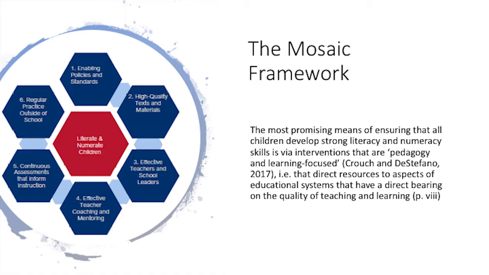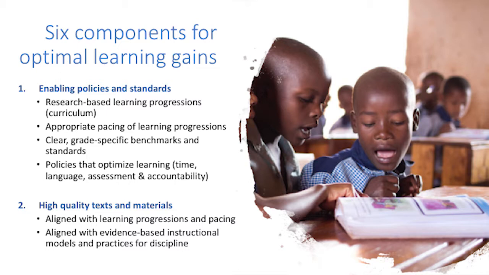The mosaic framework was based on the need to make our interventions pedagogy and learning focused, and I think that's a really important one. Direct all your resources to aspects of educational systems that have a direct bearing on the quality of teaching and learning in your classroom. If you look across meta-analyses, those are the ones that have the most results. When we looked at what components the research tells us about, we came up with six, and I'm going to go through them very quickly. These are six essentials. The first one: you need policies and standards that create an enabling environment for learning to improve.